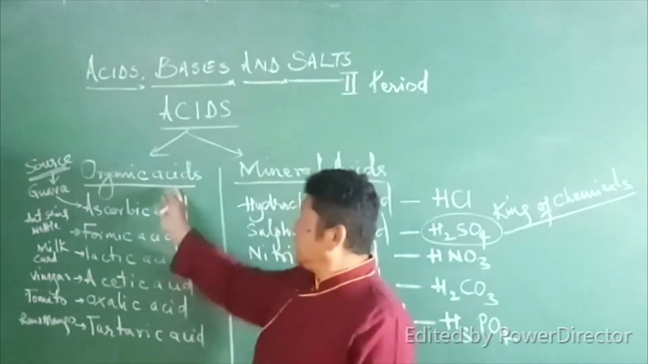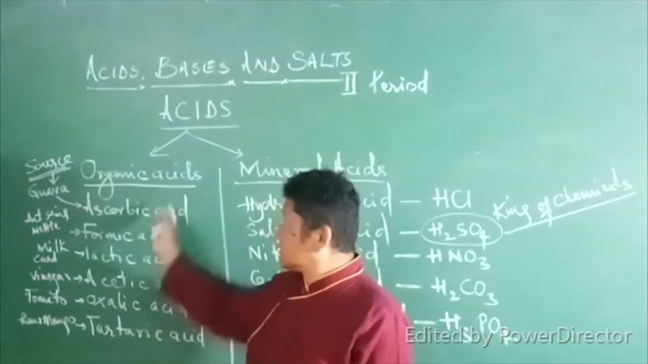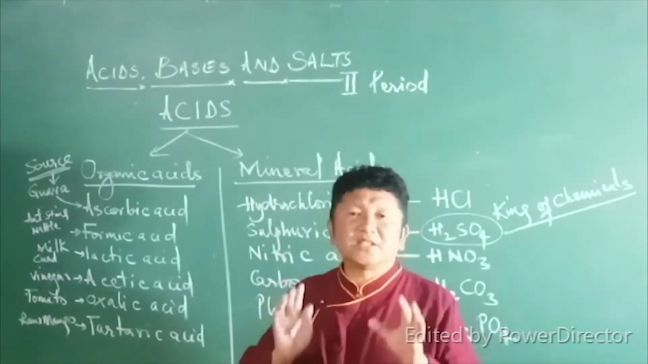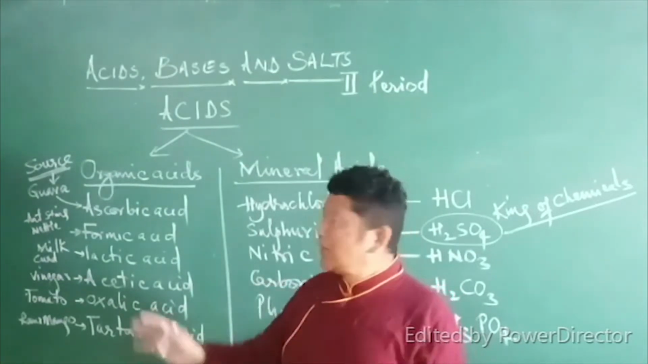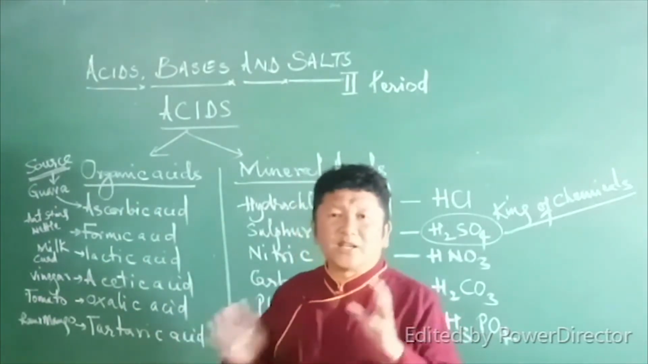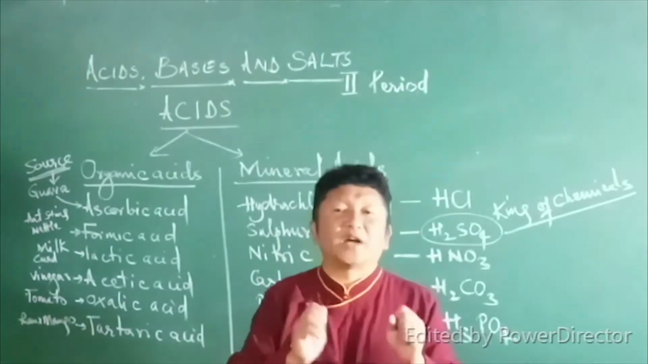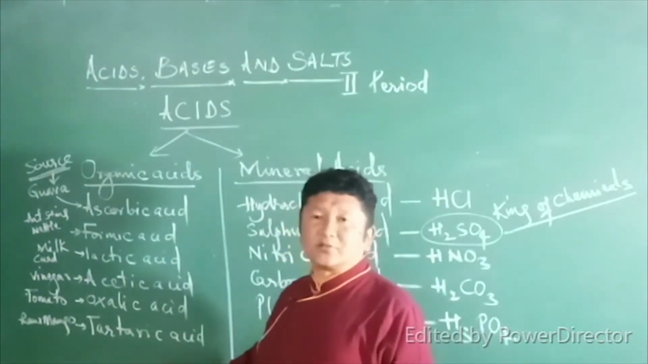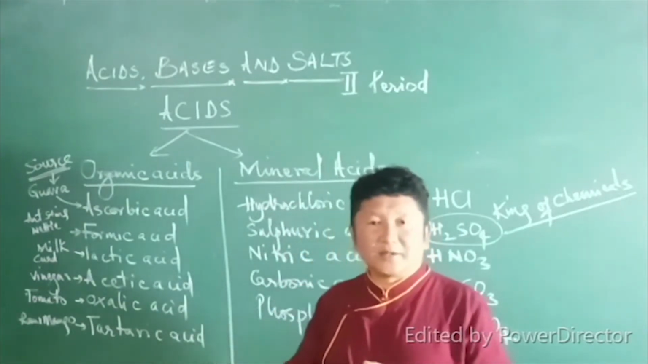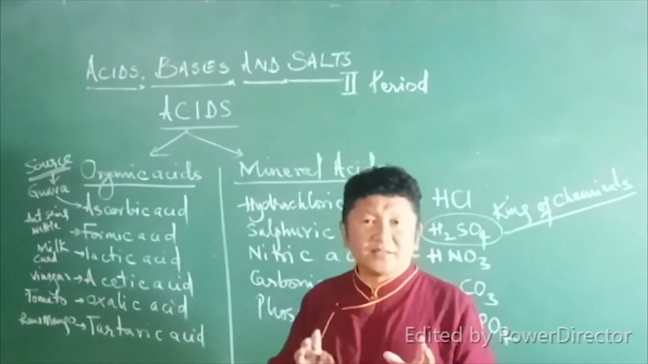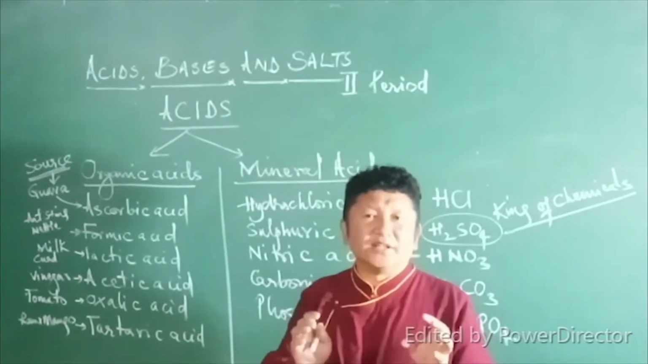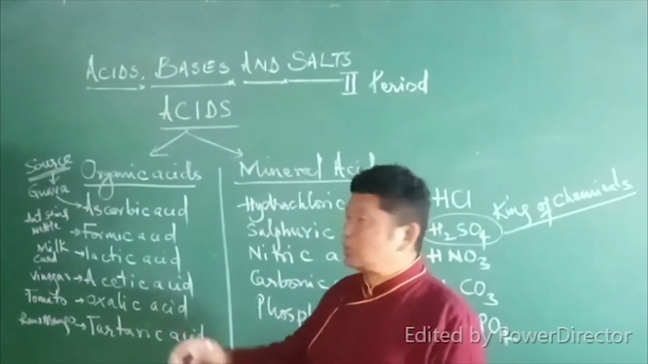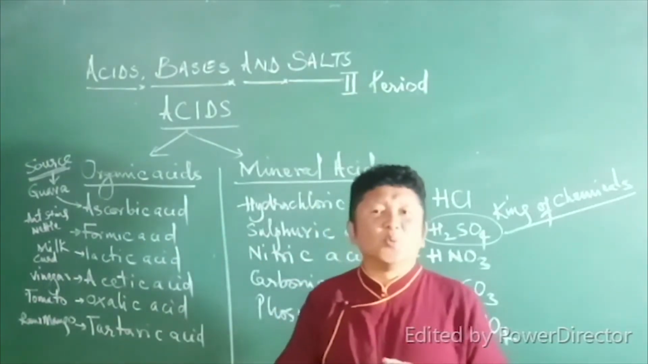When acids come in contact with water, they ionize only partially and produce hydrogen ions. Acids which ionize only partially to give hydrogen ions are considered weak acids.